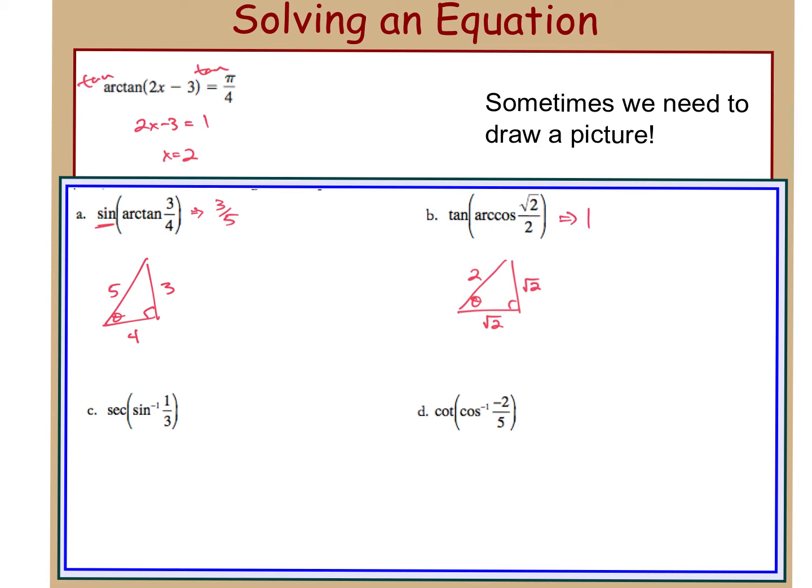That one we could do with our unit circle. What's the arc cosine of square root 2 over 2? Pi over 4. And then the tangent of pi over 4 is 1. All right. I'd like you to do C and D.